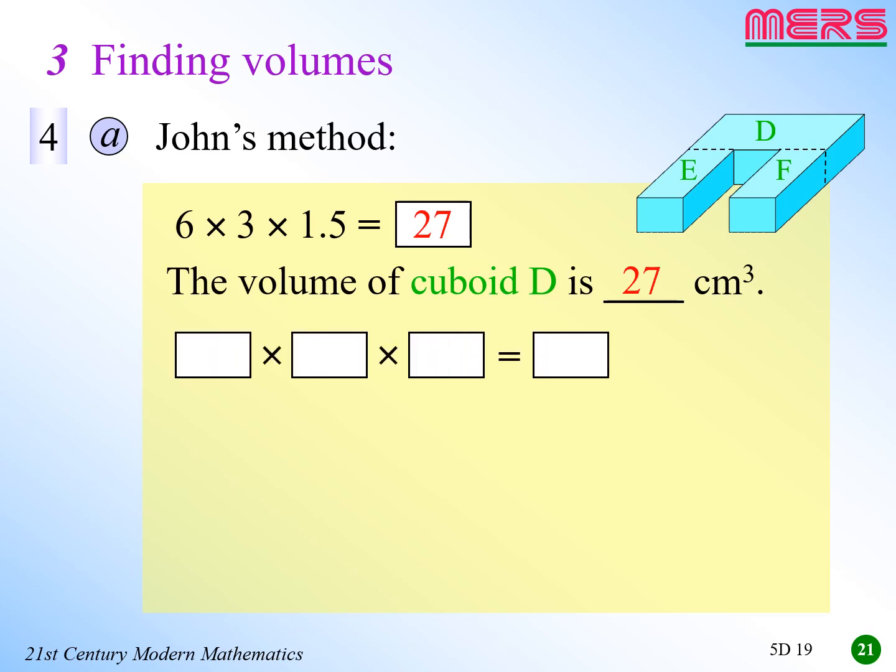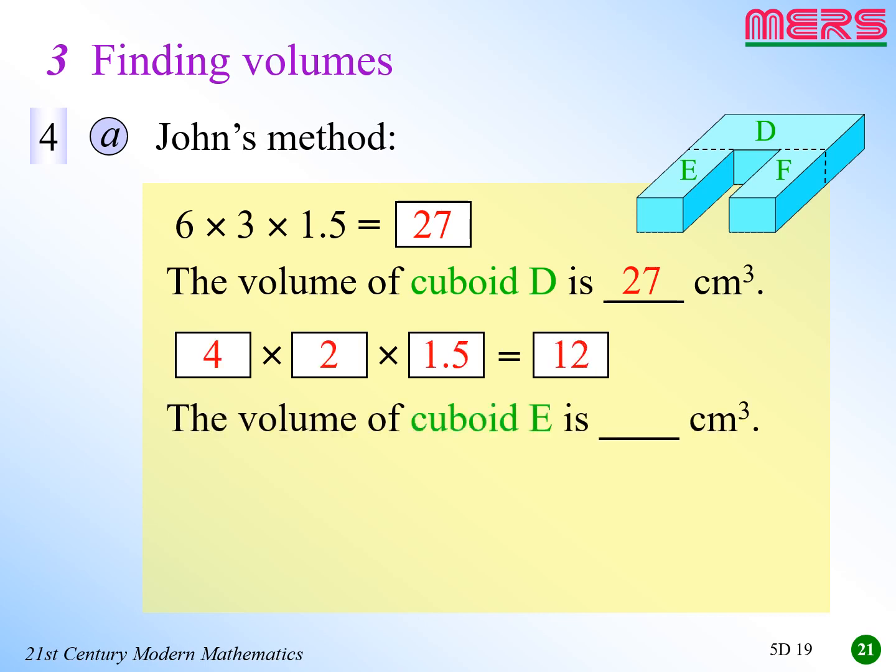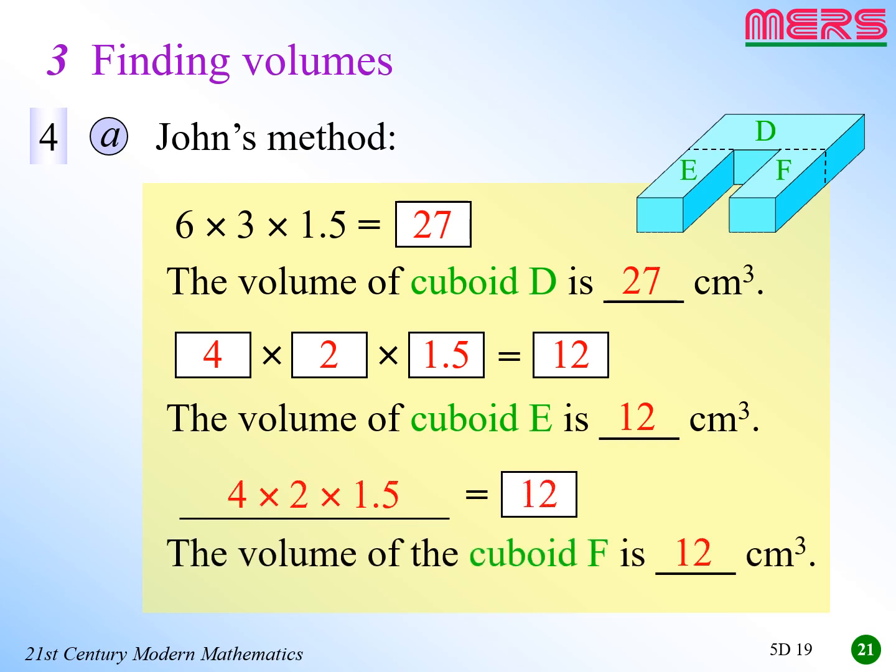Now find the volume of cuboid E. 4 times 2 times 1.5, which is equal to 12. The volume of cuboid E is 12 cubic centimeters. Cuboid F is the same as cuboid E. 4 times 2 times 1.5 equals 12, and the volume of cuboid F is 12 cubic centimeters.